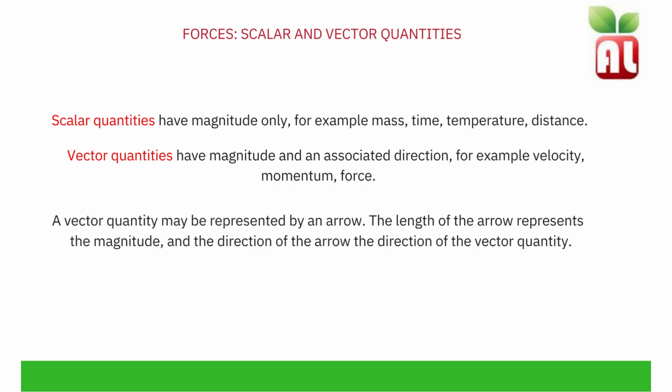Vector quantities have magnitude and an associated direction, for example velocity, which is speed in a given direction, momentum, and forces. Forces act in a particular direction and can be measured with a size, for example 10 newtons. A vector quantity may be represented by an arrow. The length of the arrow represents the magnitude, the size, and the direction of the arrow represents the direction of the vector quantity.